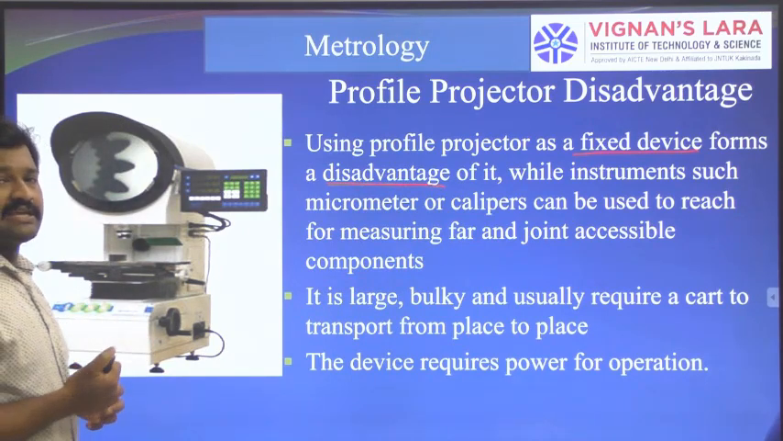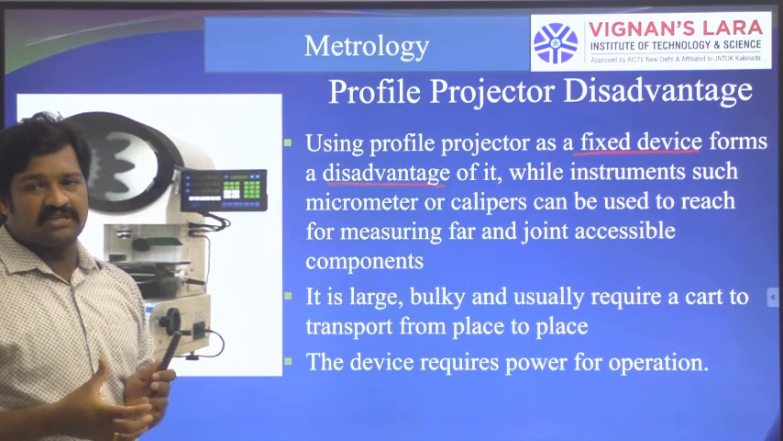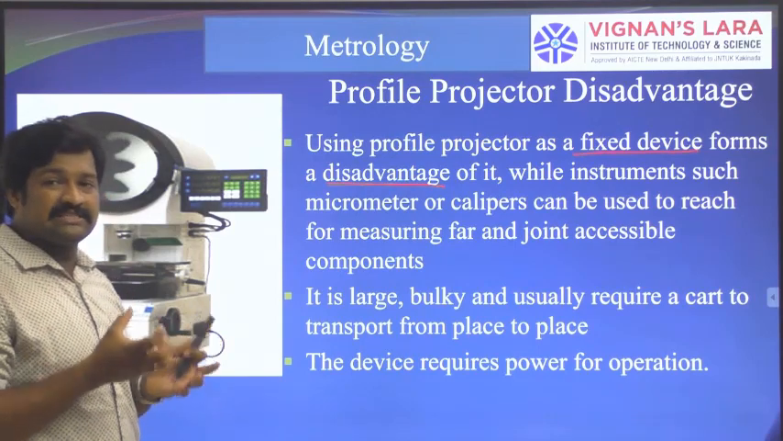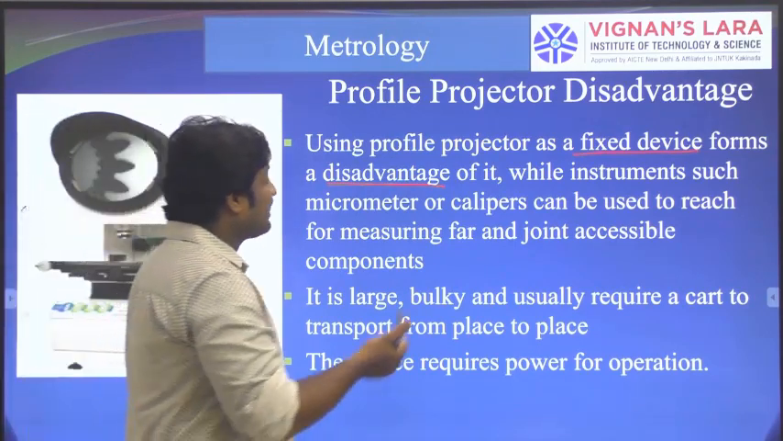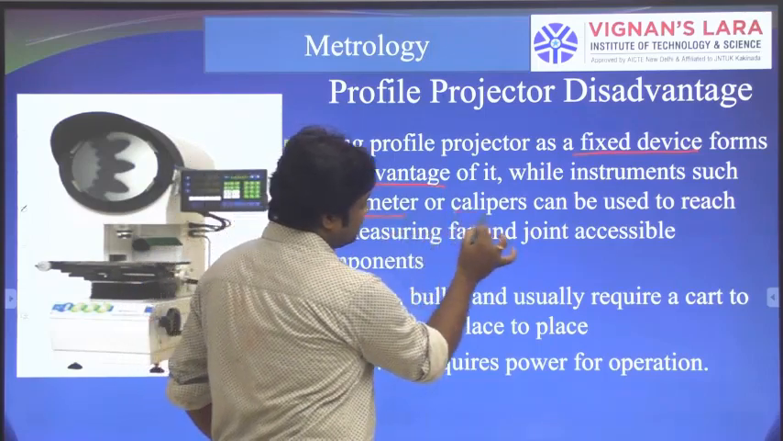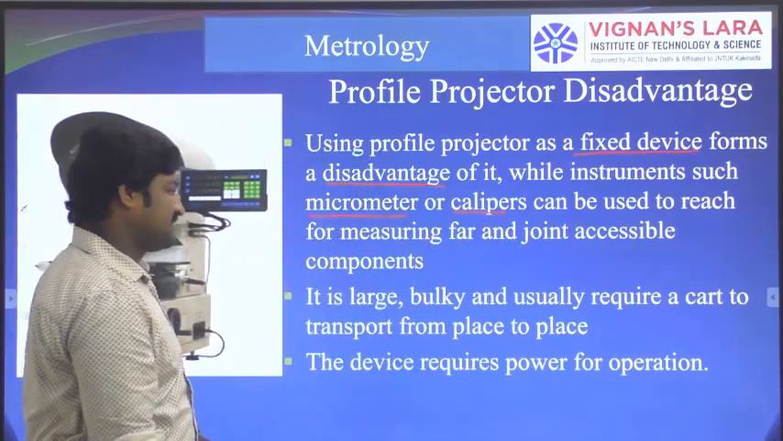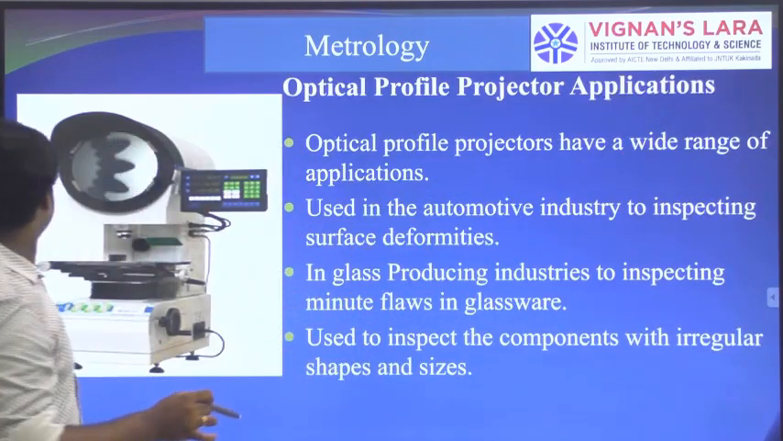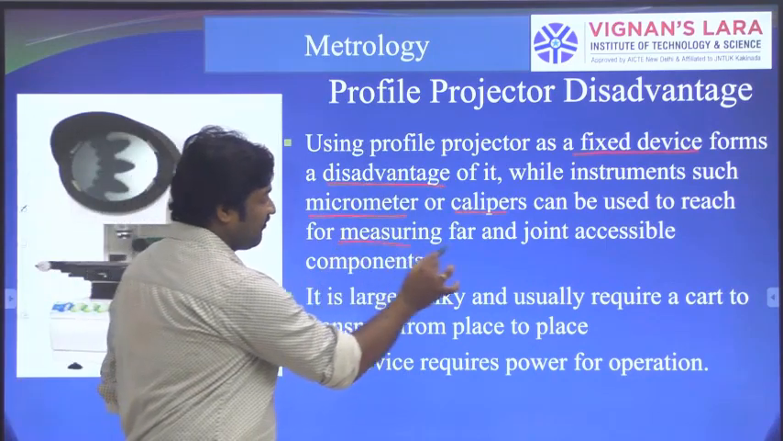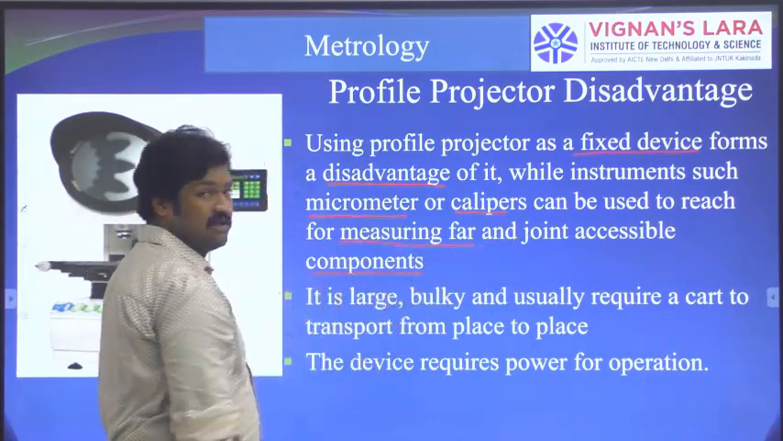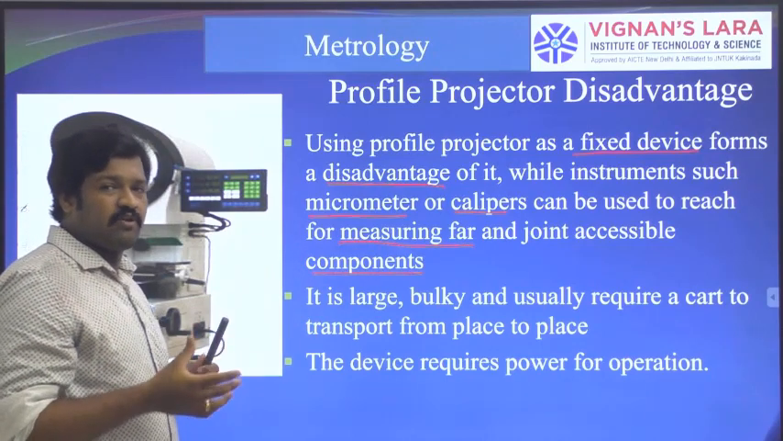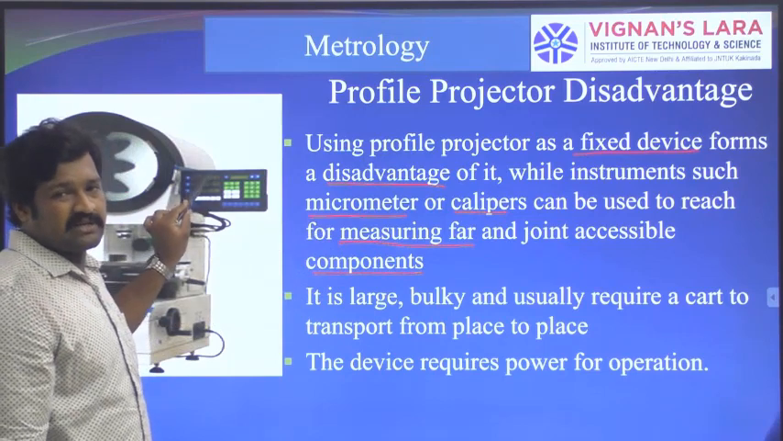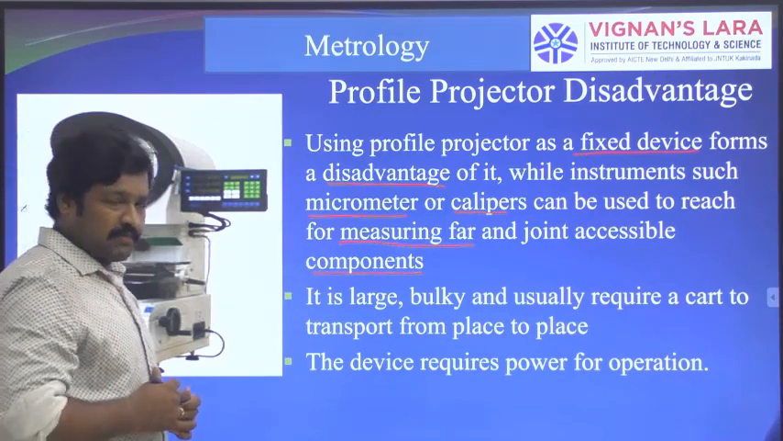Whereas micrometers can be easily handled in different locations and different profiles. It means in an engine, different locations can be measured. Instruments such as micrometers or calipers can be used for measuring far and joint accessible components. If the components are at different locations, we can easily use vernier calipers and micrometers, but not these optical projectors. So that's the main disadvantage of our optical projectors.